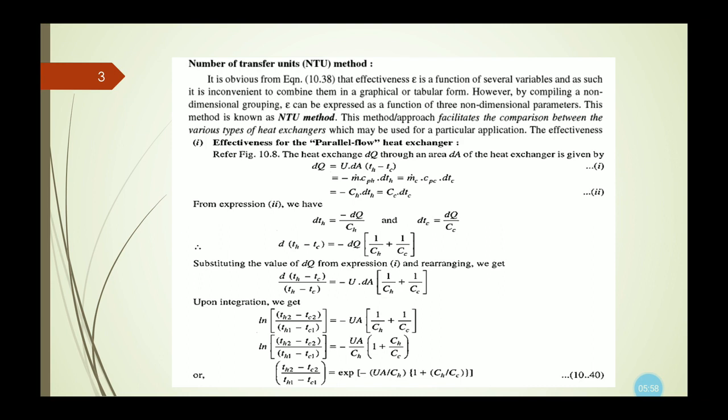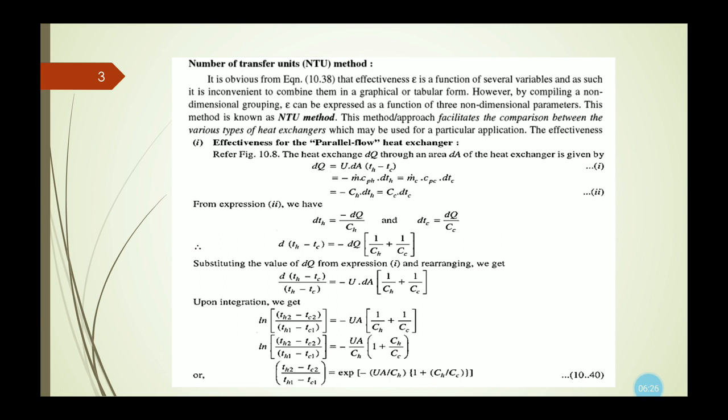So this is equal to minus m dot Cph dTh. This is equal to m dot Cpc dTc. So this is equal to minus Ch dTh. This is equal to Cc dTc. So this is equation number 2. And from this equation number 2, you can write the formula for dTh and dTc in terms of the heat capacity for the hot fluid and cold fluid.